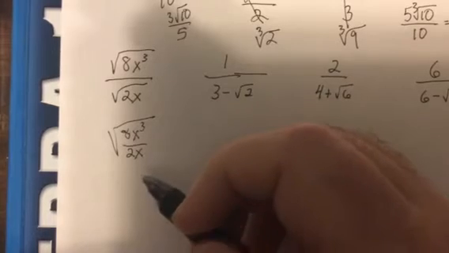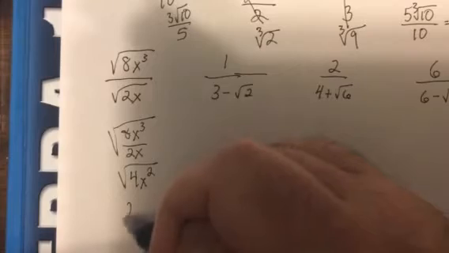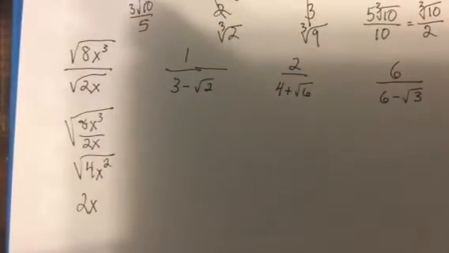So here we go. I can simplify this. Square root of 4x squared. So the answer is 2x. Tricky, tricky, tricky. I tricked you.